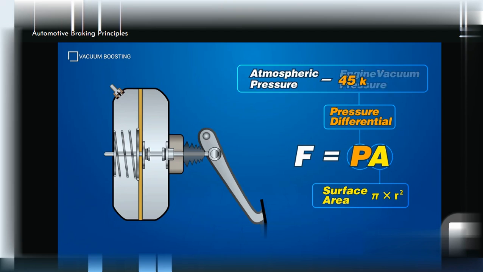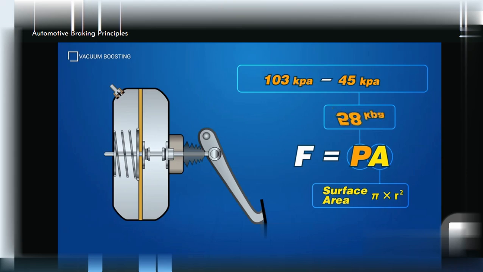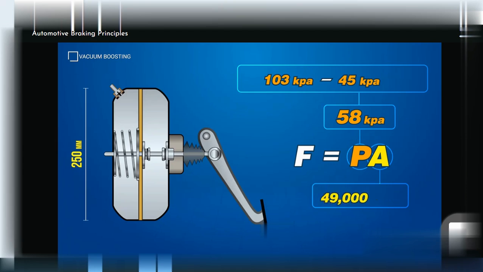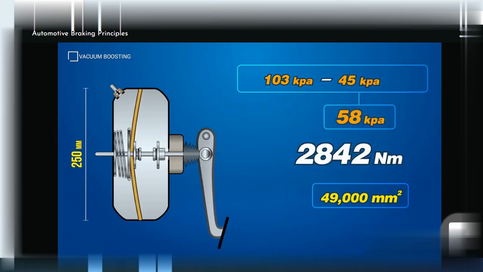A 4-cylinder car produces about 17 inches of mercury, or 45 kPa, at idle. Since atmospheric pressure at sea level is 103 kPa, our pressure differential is 58 kPa. If our vacuum booster has a diaphragm diameter of 250 millimetres, we can calculate its surface area to be just on 49,000 square millimetres. So the force applied by a booster is 2,842 newtons. Using mechanical and vacuum multiplication, we've just increased our brake force to over 6,800 newtons applied to the master cylinder.